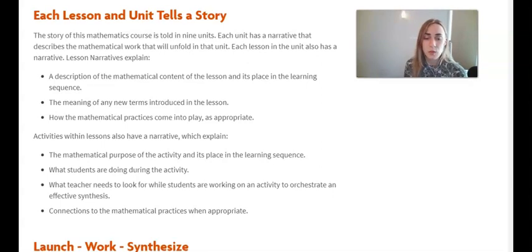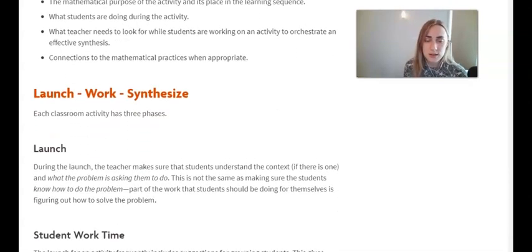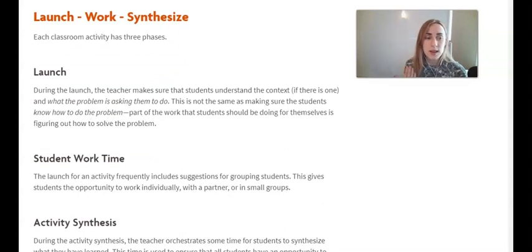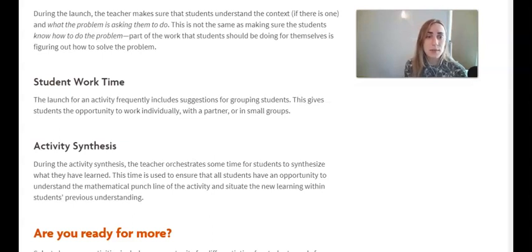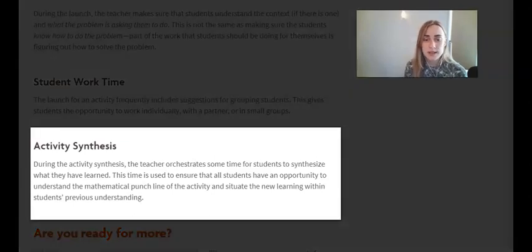One part of synthesizing, according to OpenUp Resources, is language routines. If the big structure of the lesson is launch, work, and then synthesize, that synthesize piece might be something you have to be creative about depending on how much time you have synchronously with your students. During the activity synthesis, which is the most important part of the lesson, the teacher needs to orchestrate some time for students to synthesize what they have learned.